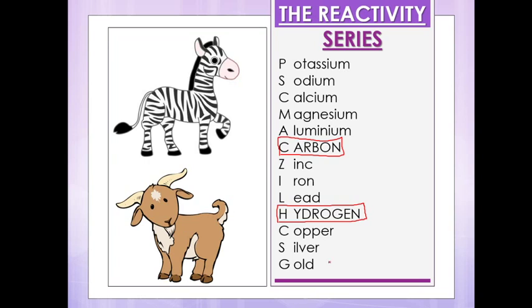That means that they're just naturally in the soil anyway. Anything more reactive than carbon must be extracted using electrolysis, which, again, is what this unit is going to be about. We'll deal with that properly in due course. You do need to remember the reactivity series. You do need to be very comfortable using it because you may be given a scenario where you're expected to predict the products that are made in a chemical reaction.